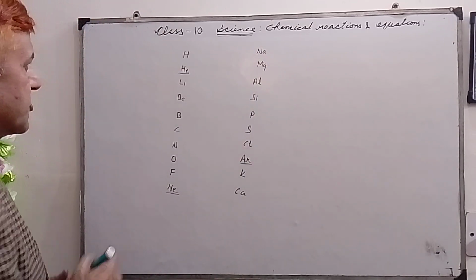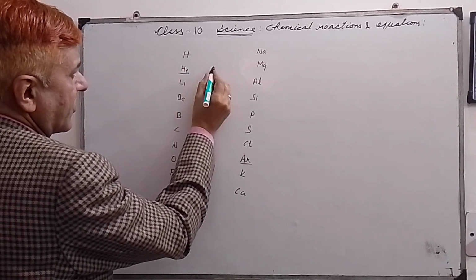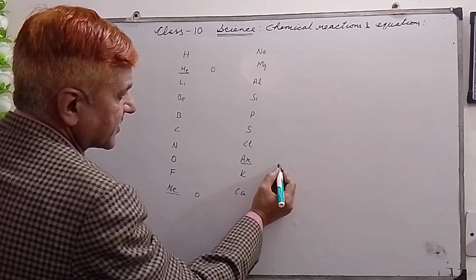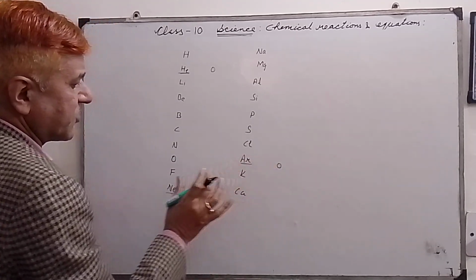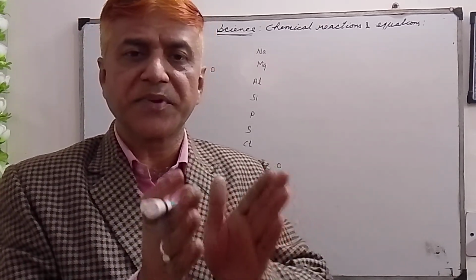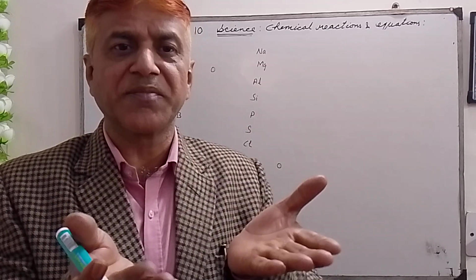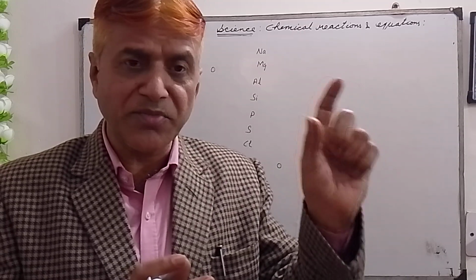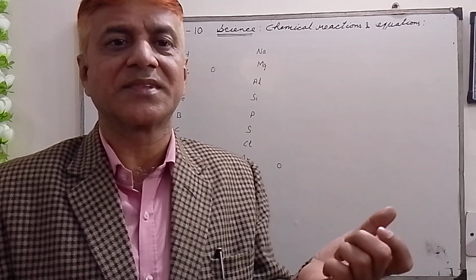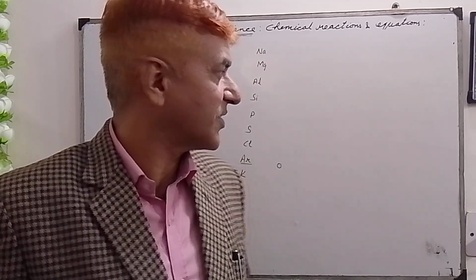Anyway, the valency of inert gases is 0. Always remember, because the definition of valency is combining capacity, and they have 0 combining capacity. Why do they have 0 combining capacity? Because they have a completely filled outermost shell. And why do atoms combine? Because their outermost shells are not complete, so they try to complete their outermost shell, and that is why they combine with other atoms.